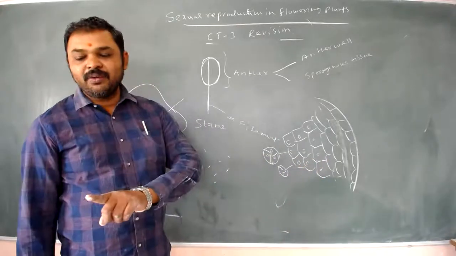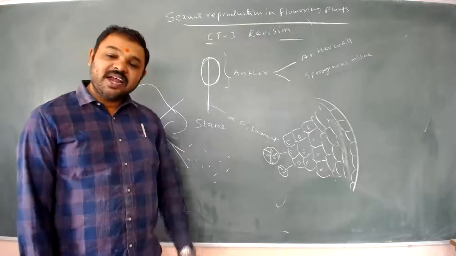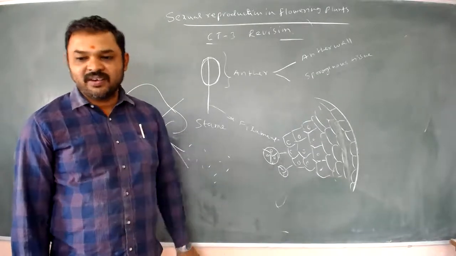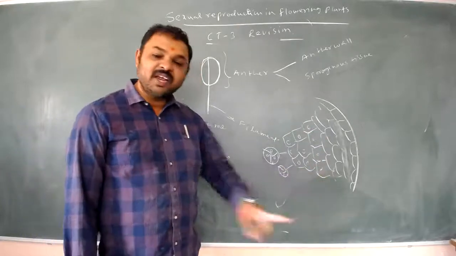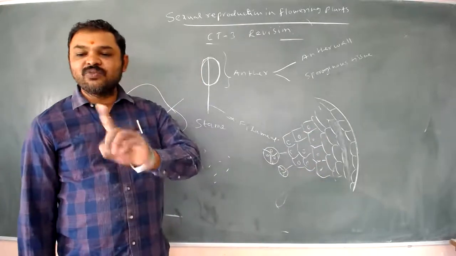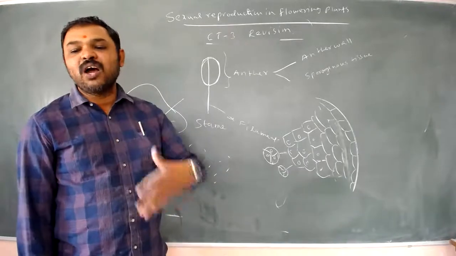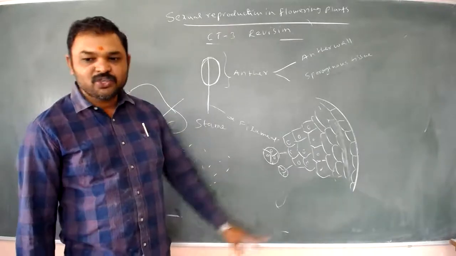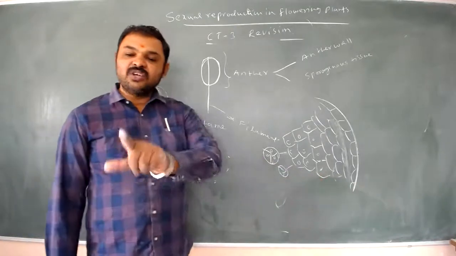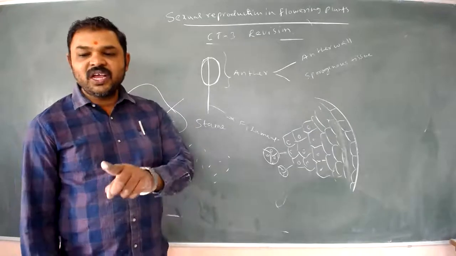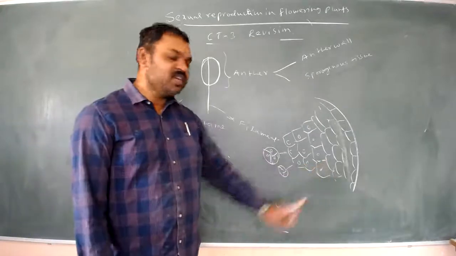But in this tapetum, how many nuclei are there? Earlier, one nucleus, but during development, two or many nuclei are there. So the tapetum, at an earlier condition, has one nucleus. During its development, how many nuclei will be there? Two or many nuclei will be there. So what is the condition that occurs? Coenocytic condition occurs in the tapetum cells. The many-nuclei condition is called the coenocytic condition.